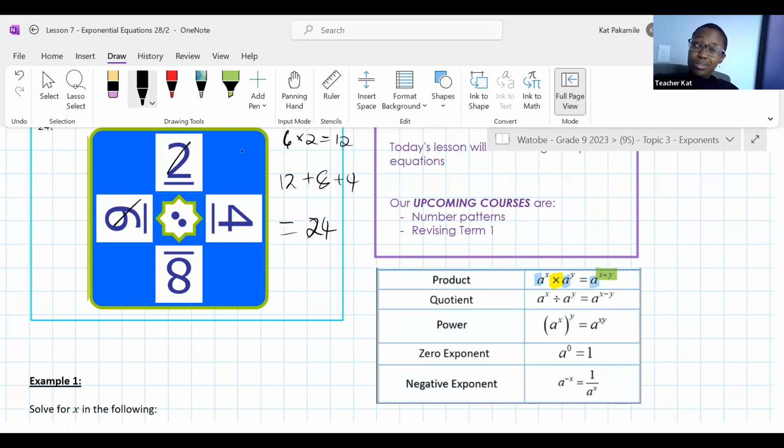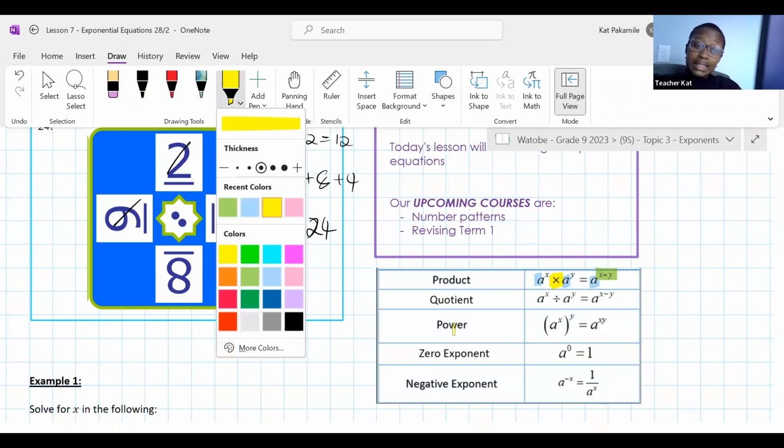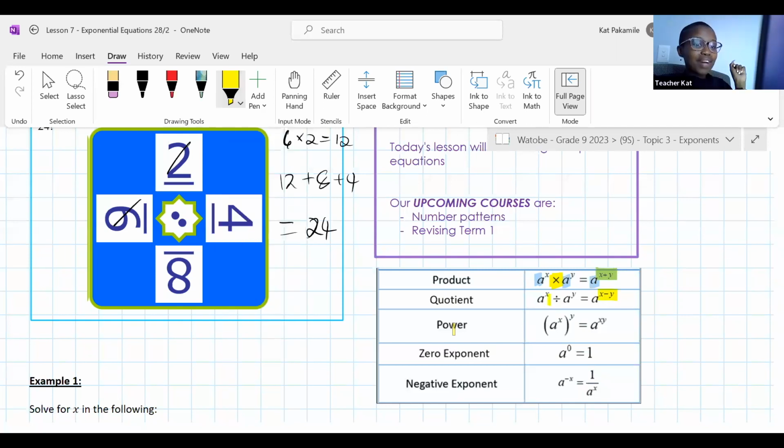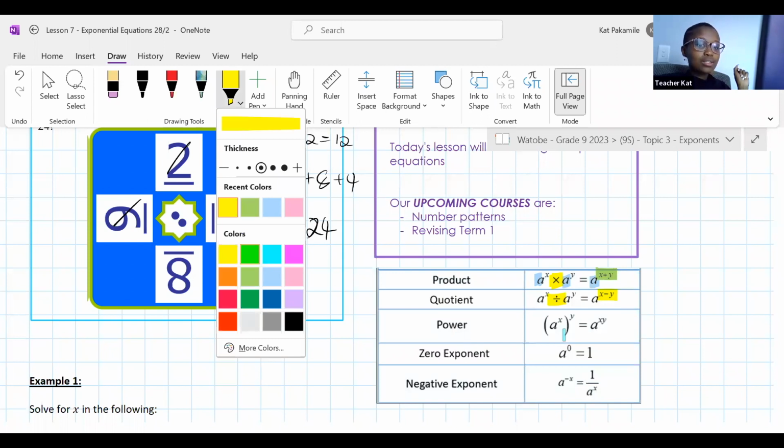Let's go to quotient. Do you want to try quotient with me? I can try, ma'am. Let's go for it. So we keep the base, but we minus the x and the y. We minus the exponent, but the condition is we have to be dividing. Do you see? Yes, ma'am. So when we are dividing two values with the same base, we subtract the exponent.